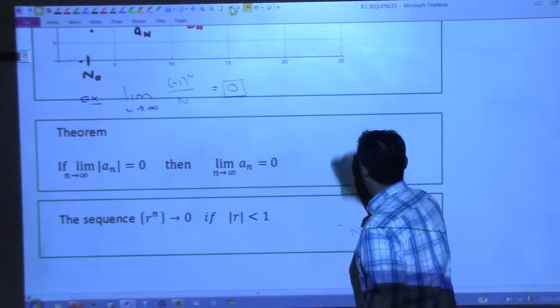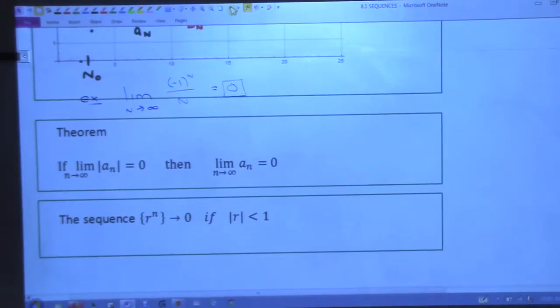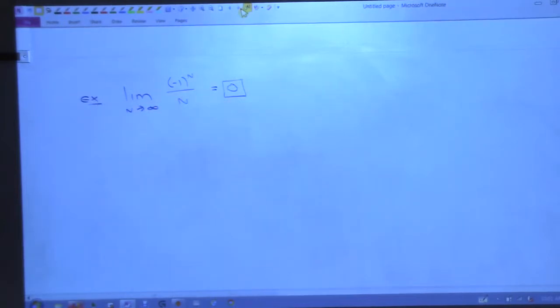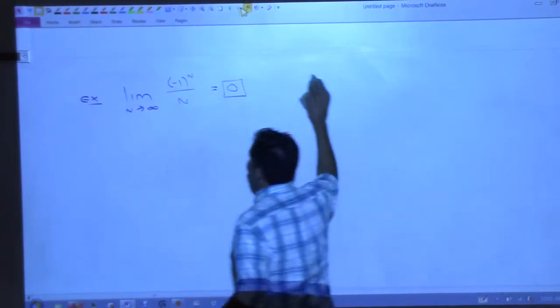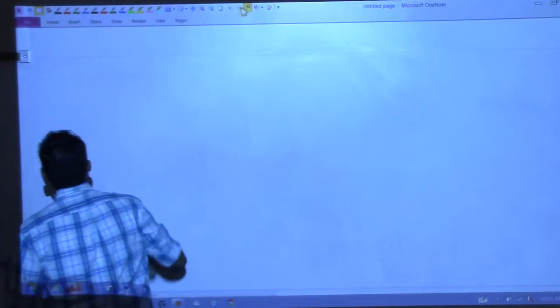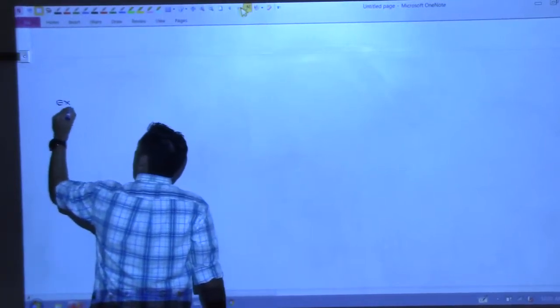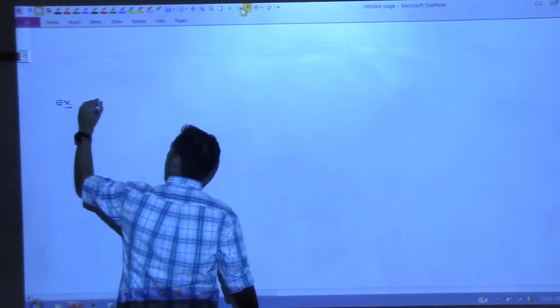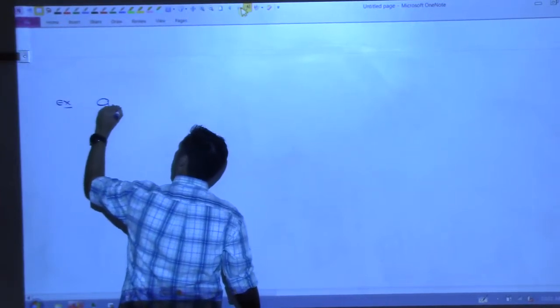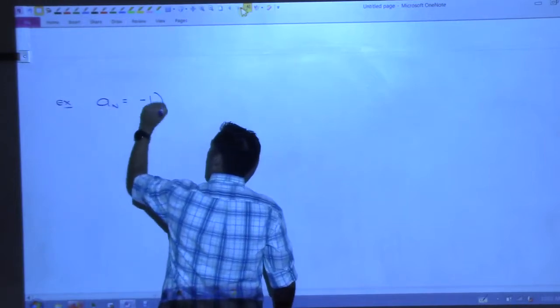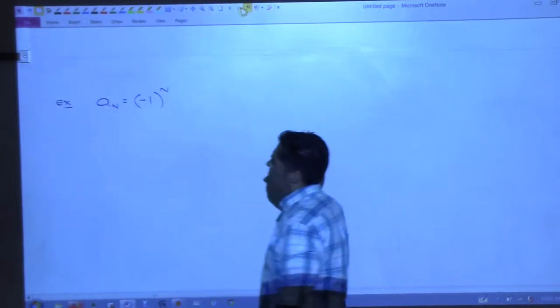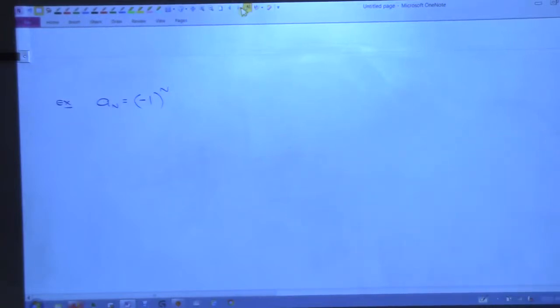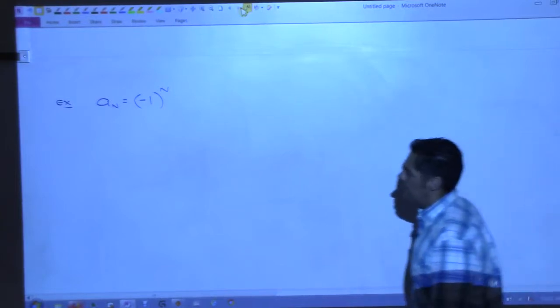Okay, let's try another one. How about this one? What about the sequence (-1)^n? Wait a minute, we looked at that already, didn't we? So I'm asking the question, does this converge or diverge? We already said this diverged, right? But let's try using the theorem.